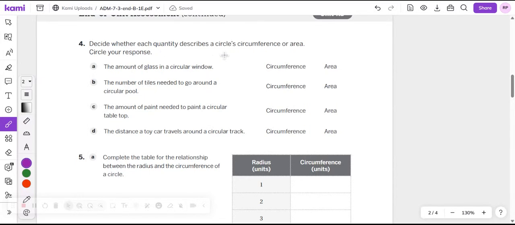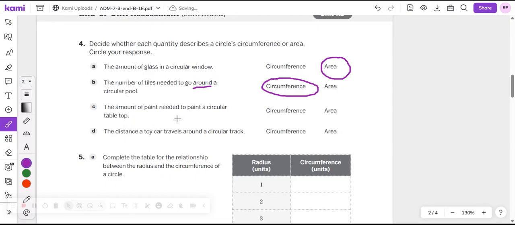Number 4, decide whether each quantity describes a circle's circumference or area. The amount of glass in a circular window. Well, the amount of glass doesn't just go around the edge, it covers the entire thing, so that's area. The number of tiles needed to go around. Right there, that's a key word that tells us that that's the circumference.